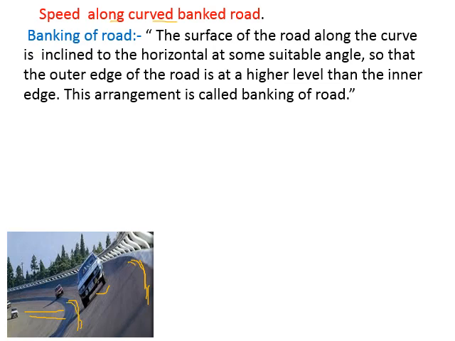Right? This outer part is at a higher level. How high is it raised? If you draw a line, it is raised at a certain angle. So what is written in banking of road? The surface of road along the curve is inclined to the horizontal at some suitable angle so that the outer edge of the road is at a higher level than the inner edge.